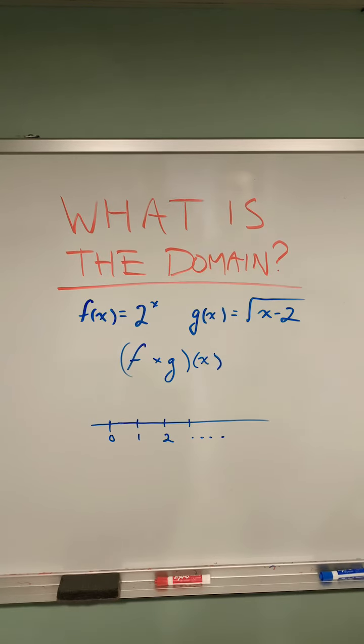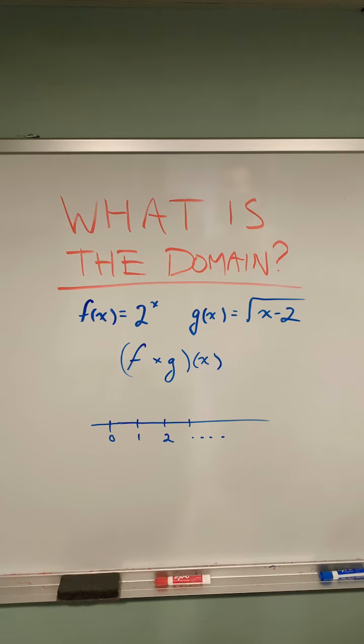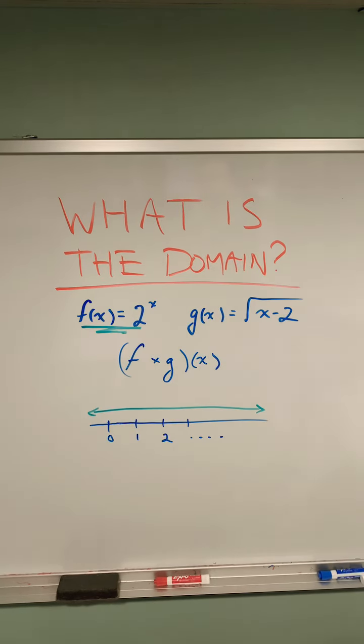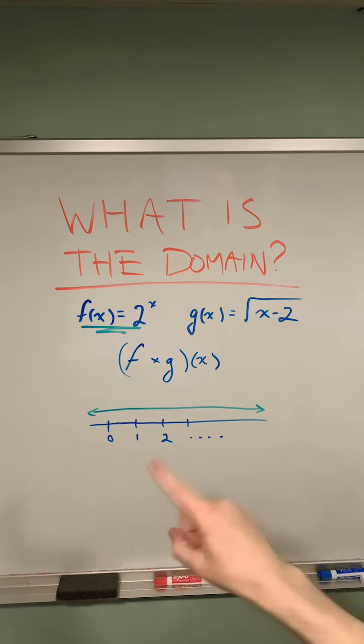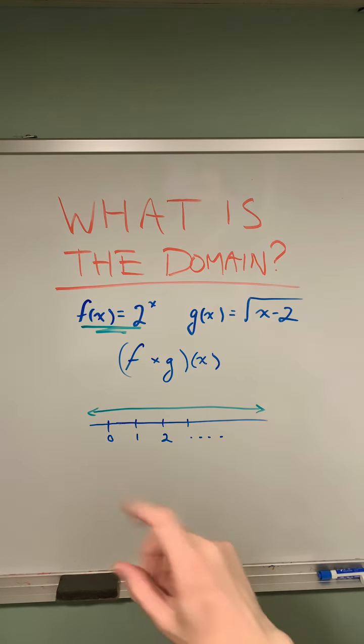To find the domain for f times g of x for these two functions, I'm going to look for the overlap in the domain of f and the domain of g. F of x is an exponential function, and exponential functions have no restrictions on their domain. So I've illustrated that on my number line by showing an arrow that moves forever and ever in both directions.